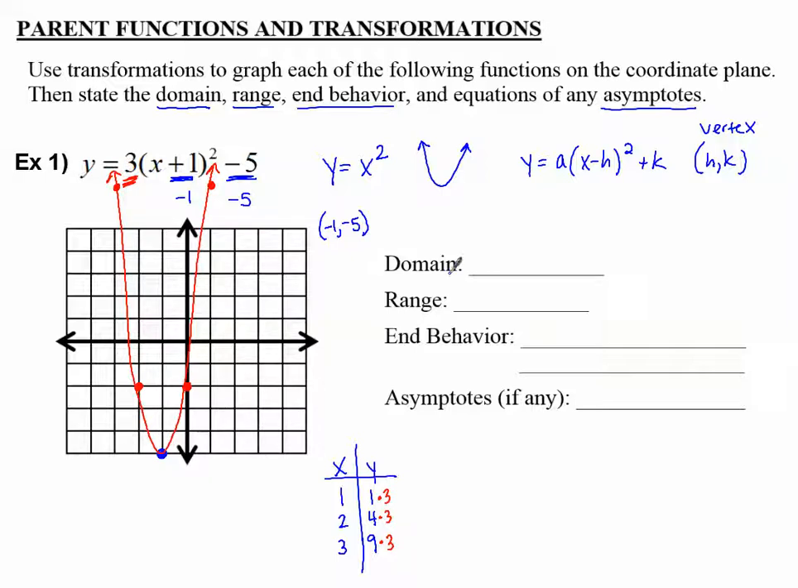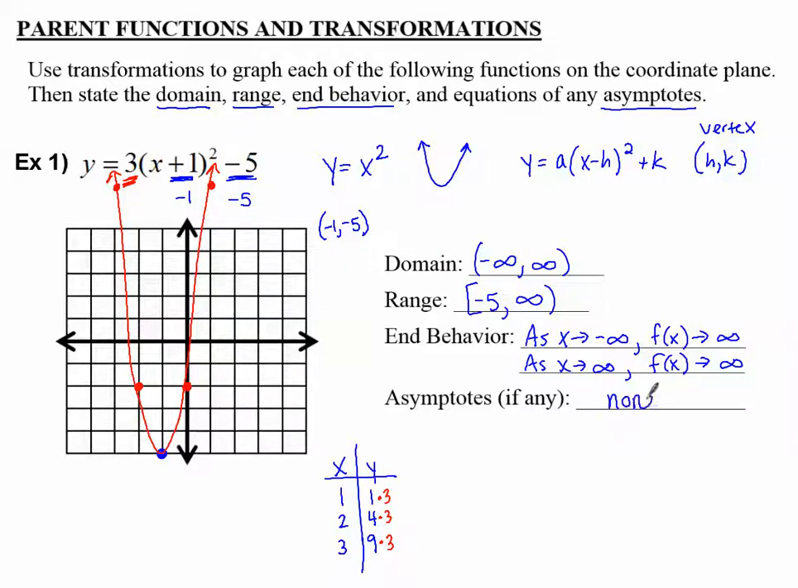What is the domain of a quadratic function? All real numbers, of course, because to the left and right the function goes forever. What is the range? It starts down here at its minimum point, which is negative 5, and goes up forever, to positive infinity. What is the end behavior? As x goes to negative infinity, meaning as we look to the left, the function f of x keeps going up forever, so it goes to positive infinity. As x goes to positive infinity, the function f of x also keeps going up to positive infinity. There are no asymptotes in a quadratic function.